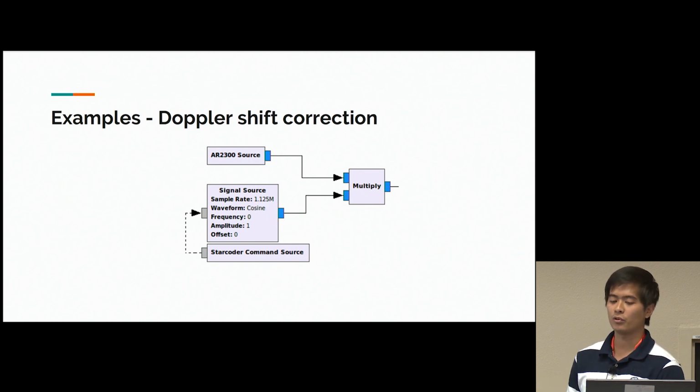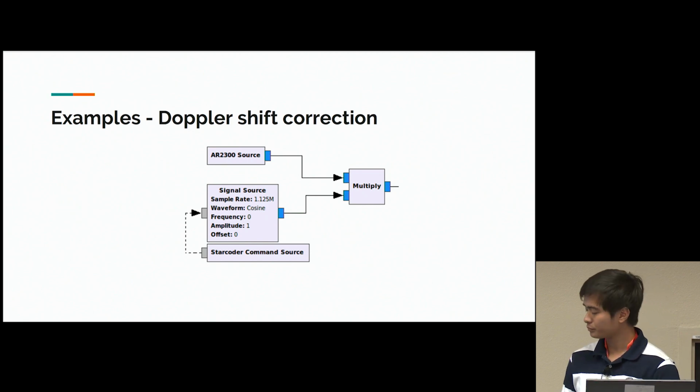So to compensate for it, we need to send the appropriate amount of frequency shift to the flow graph and adjust the IQ data from our radio correspondingly. So in this flow graph, we get the Doppler shift information from the Starcoder client via the Starcoder Command Source block. And this gets passed on to the signal source. And finally, it's multiplied with our radio source in order to adjust the IQ data.